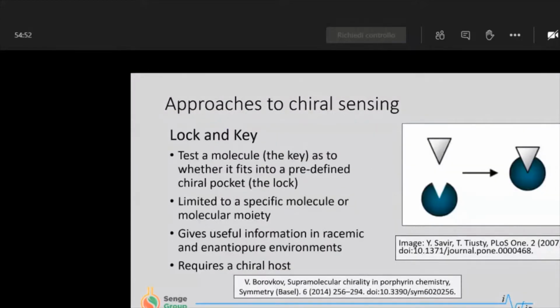Generally speaking, the different approaches to chiral sensing are broadly to be put into two camps. So there's the lock and key principle, which is essentially that you have a predefined chiral cavity, which you can then place a molecule into. And that molecule, depending on the chirality, will either fit or not fit, and it will have a different interaction with some kind of sensor, be it electrochemical or spectrophotometric, that gives you a different signal, which you can use to discriminate the chirality of the guest.